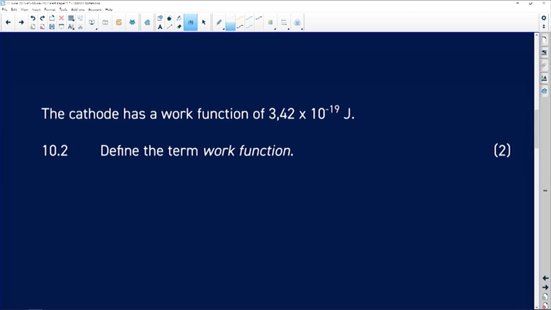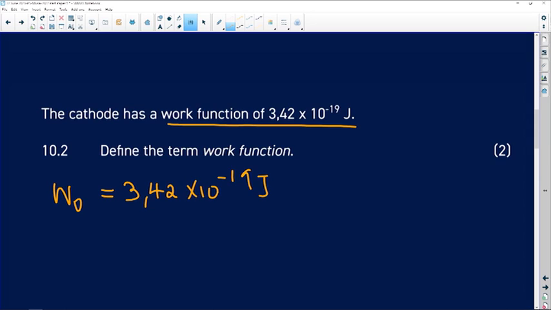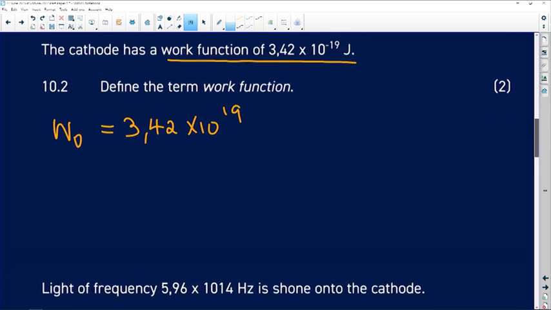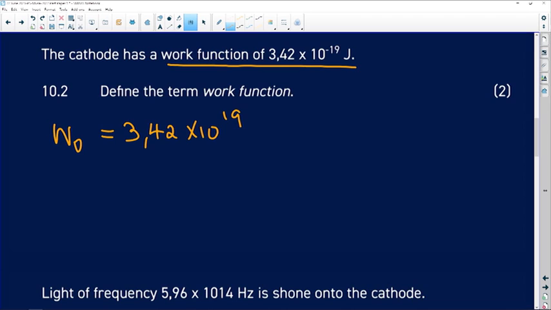The cathode has a work function, so we are given the work function. The W naught, the work function, is given to us as 3,42 times 10 to the power negative 19 joules. Okay, now what are we looking for here? It says define the term work function. So we are going to use this somewhere. Define the term work function.